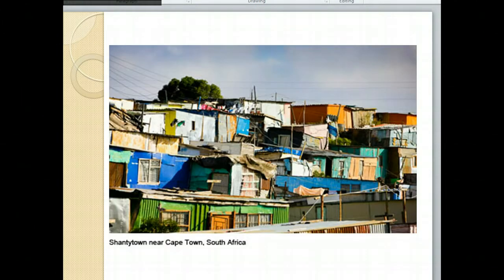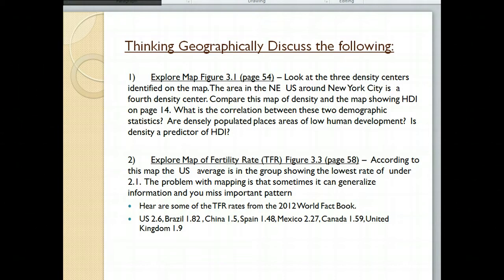So for this section, I want you to be able to look at the density centers and compare and talk about the density centers and how that relates to the HDI, and what is the correlation between HDI and birth rate? Are densely populated places also low in human development? Can you use density as a predictor of HDI? This would be a question I would ask on an exam.